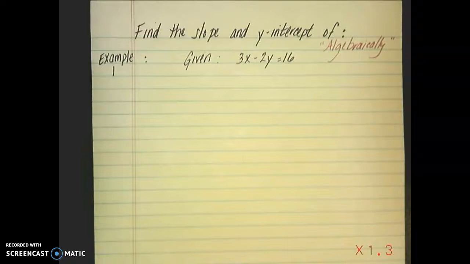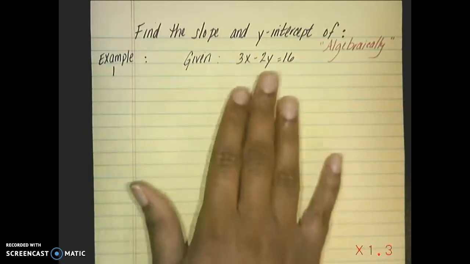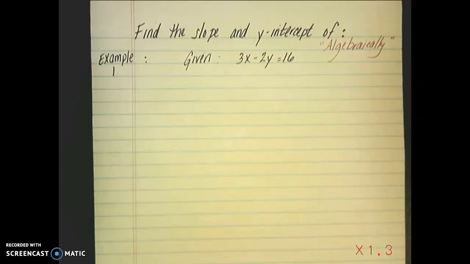Today we wanted to give you a little bit of assistance with your warm-up. I hope you're having a good day. The very first example on the warm-up says find the slope and y-intercept of a given standard form equation. So I wanted to give you one here so that you can see how to do it algebraically.